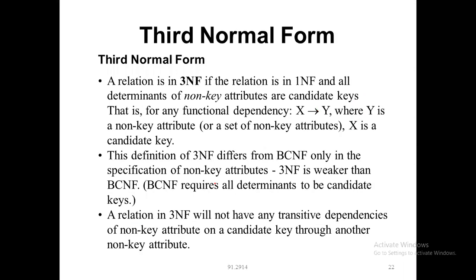Right. So coming to the third normal form, here you will be seeing the third normal form. When I want to go with the third normal form, first you should convert that database into first normal form, check whether that first normal form is in the second normal form. Then if it is in the second normal form, automatically I'm going to dive into the third normal form. So in the third normal form, if the relation is in first normal and all determinants are non-key attributes, that is your candidate key, then I have the functional dependency.